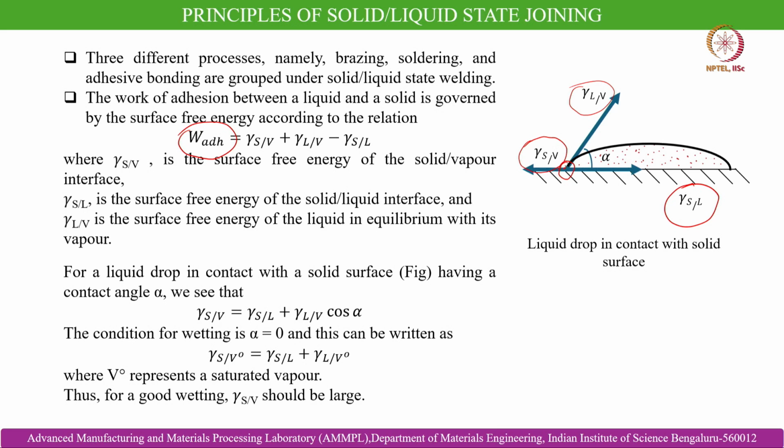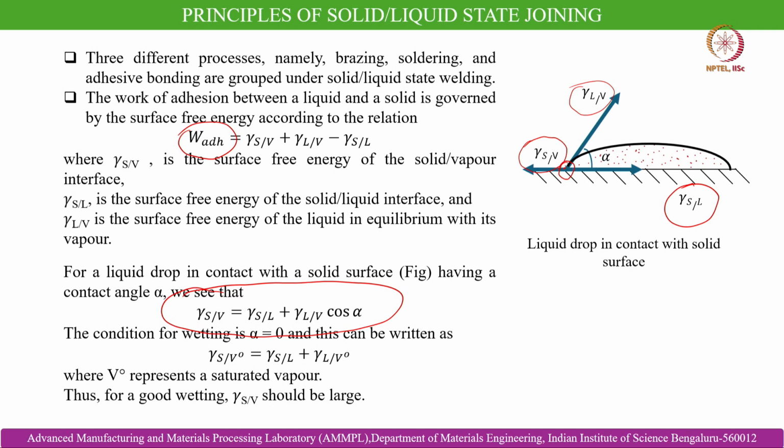And in the condition for full wetting, cos alpha is equal to cos 0 degree. In that case we get that sigma SV becomes equal to sigma SL plus sigma LV0. Here V0 represents a saturated vapor. Thus for a good wetting, sigma SV should be large. That is what we can draw from here. You can understand this concept from what we discussed earlier during the basic principles of solidification. It is very much similar to that.